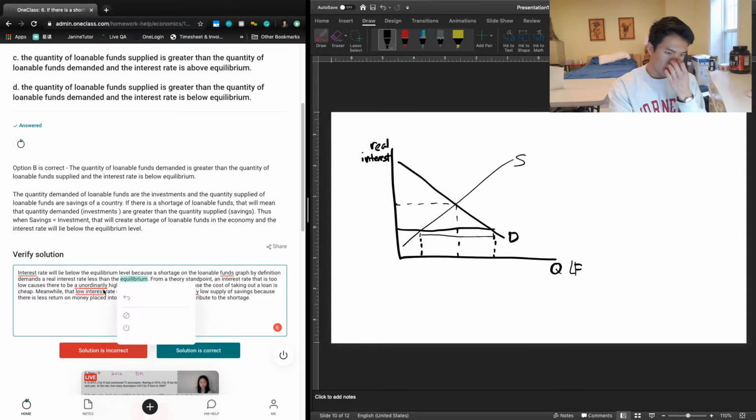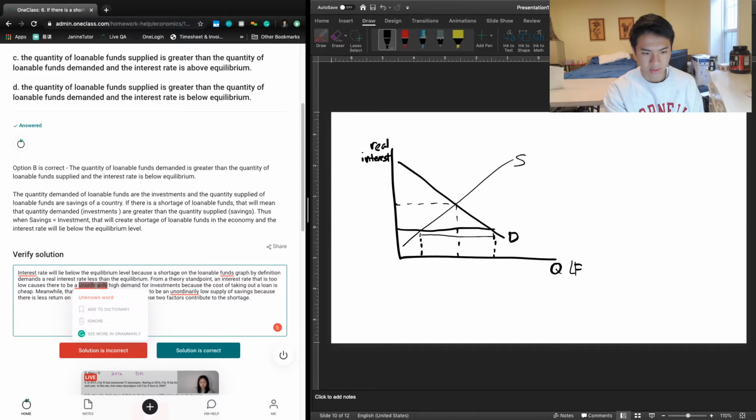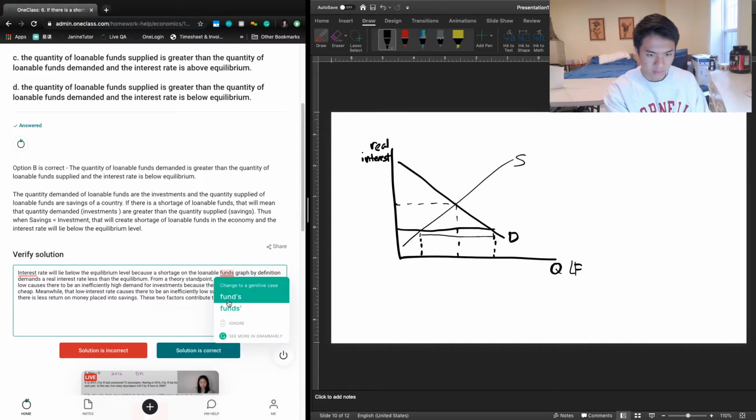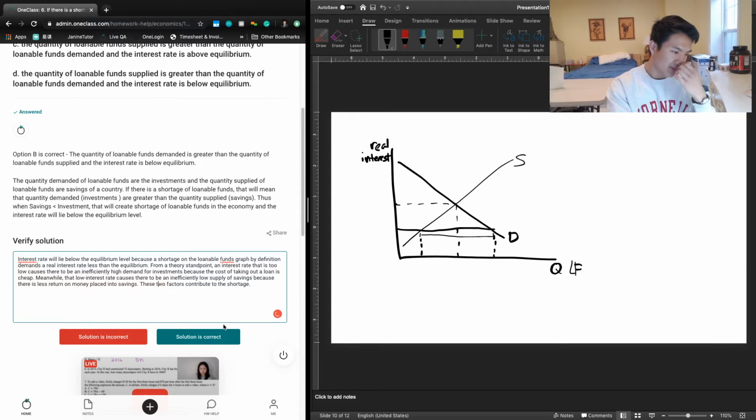Right, and so let's see what all these little, what did I spell wrong here? I guess unordinarily is not a word. Let's say inefficiently high demand, inefficiently low supply. Normal funds, that's fine. Yeah, that's fine.